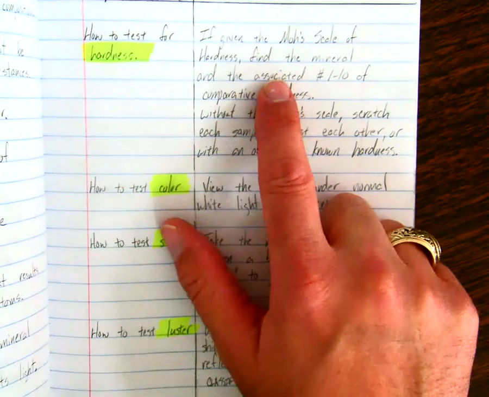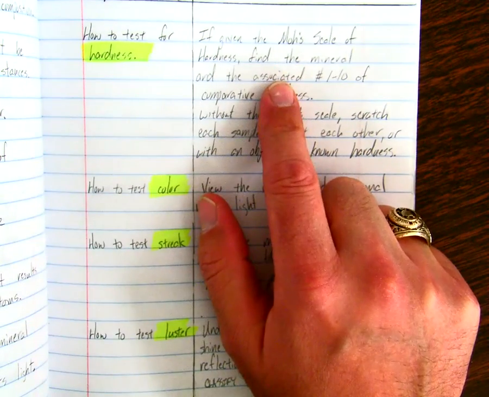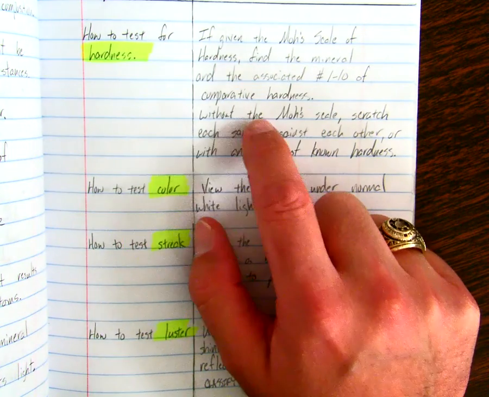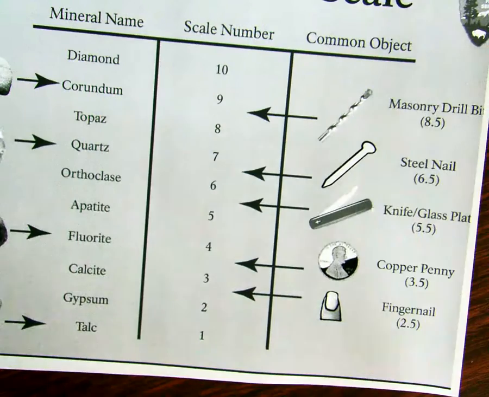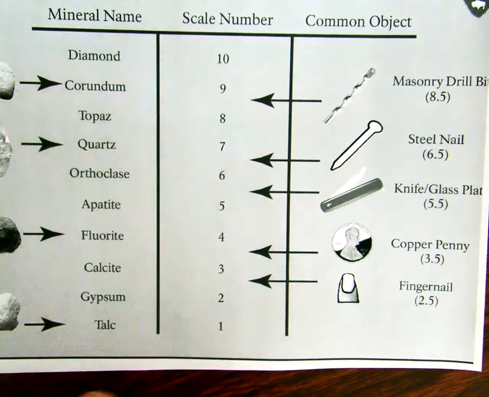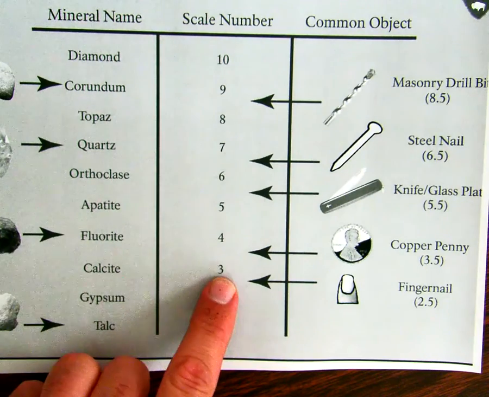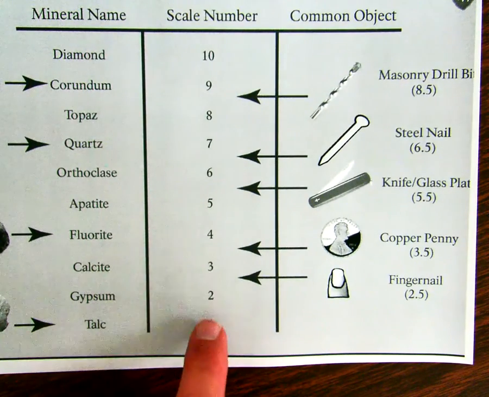Well, there's a couple of different ways to do this. The first thing that you can do is, if you have a Mohs scale of hardness, you're just going to look at that and find the number. So I do happen to have a Mohs scale of hardness here, and it's as easy as saying, well, a diamond is 10, and then calcite is going to be a 3, and then of course things are going to find their way in between those numbers.